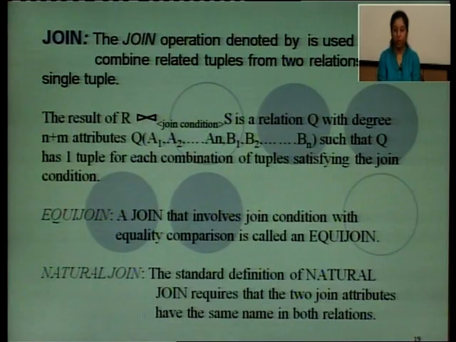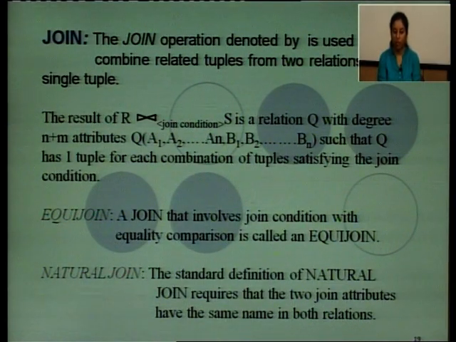Next is the join operation. The join operation, denoted by this symbol, is used to combine related tuples from two relations into a single tuple. This symbol is known as the join symbol. The result of R join S with a join condition is a relation Q with the degree n plus m attributes, such that Q has one tuple for each combination of tuples satisfying the join condition. Equijoin: a join that involves a join condition with equality comparison is known as an equijoin.